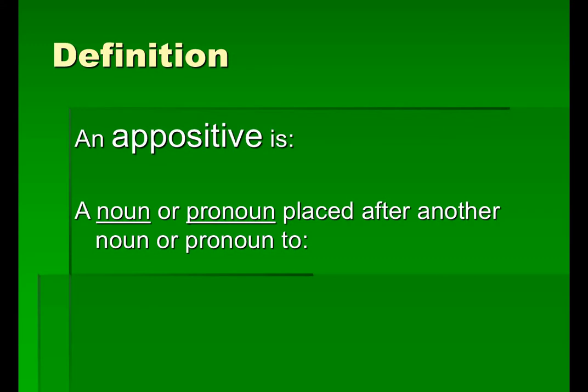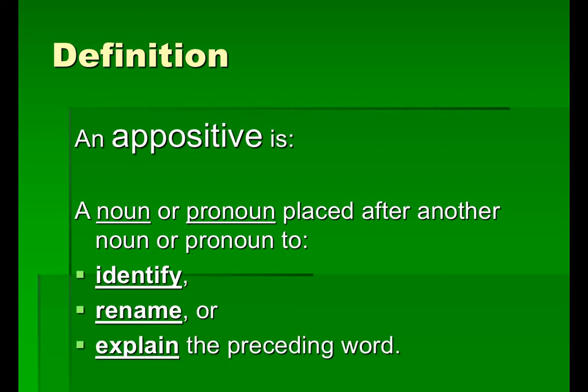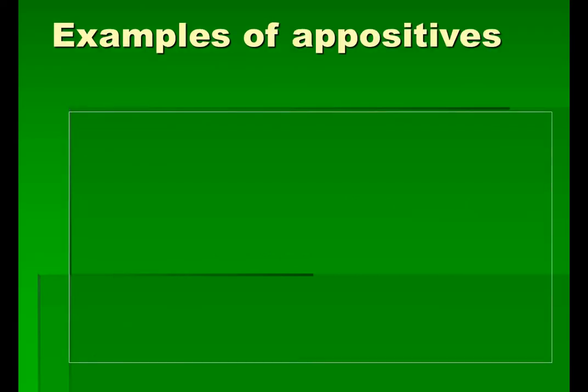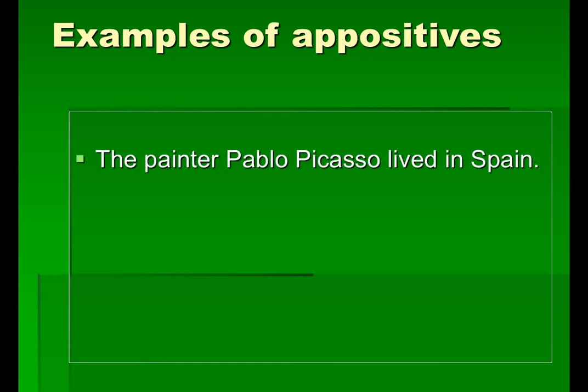An appositive is a noun or a pronoun placed after another noun or a pronoun to identify, rename, or explain the preceding word. Preceding means the one that comes before. So let's look at some examples of appositives.